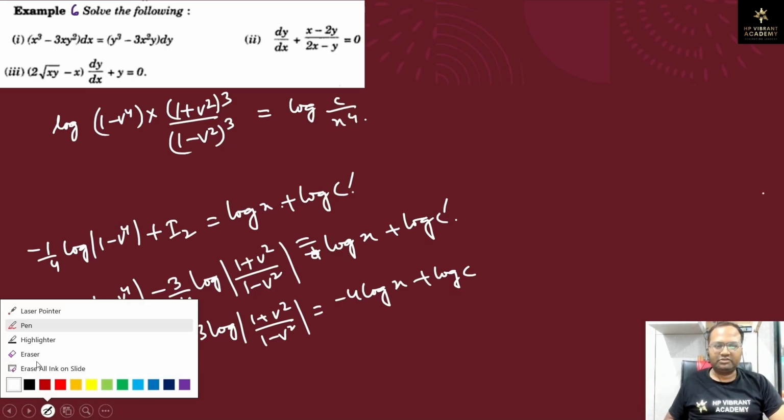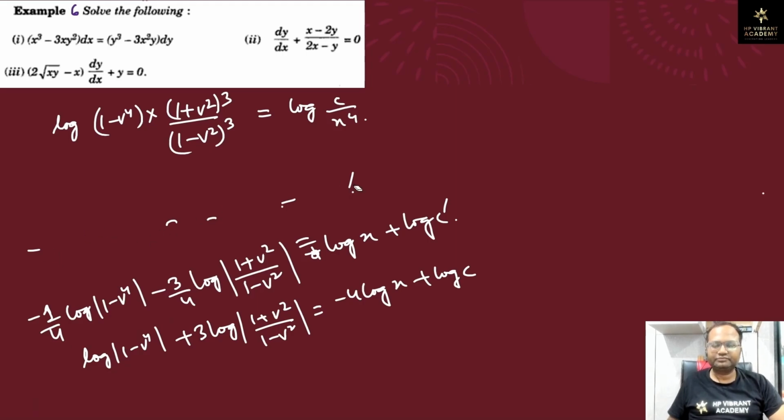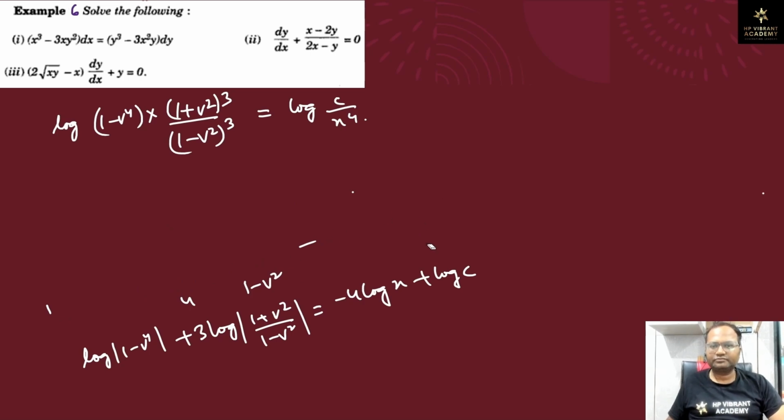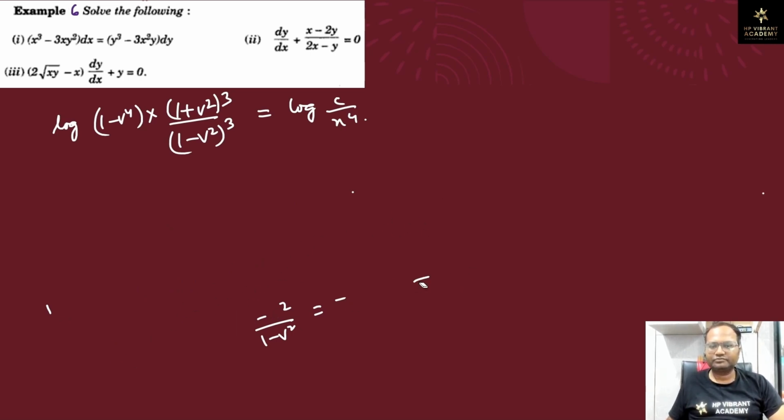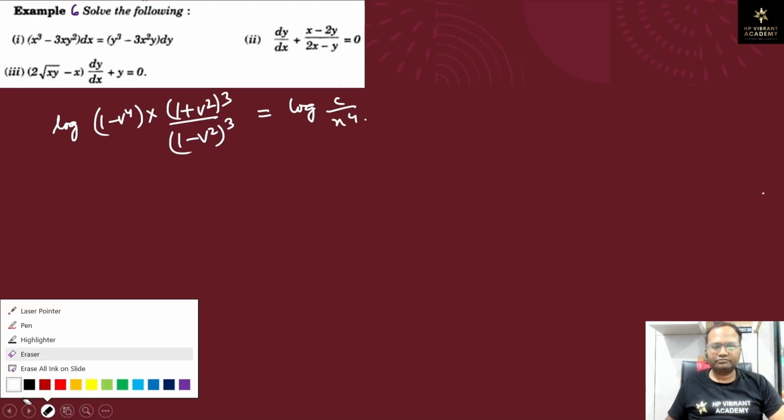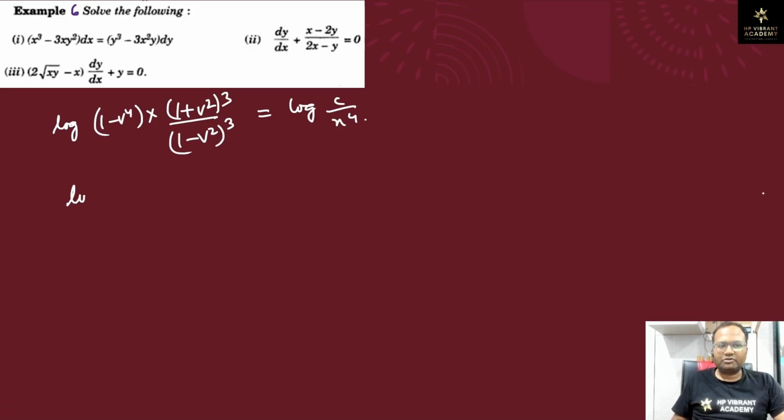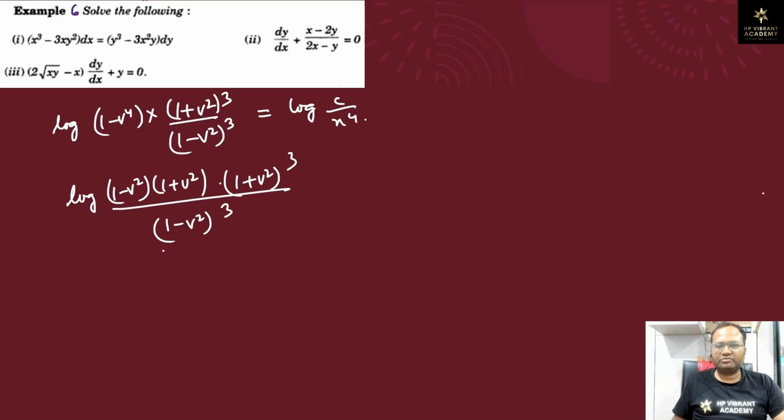See, now from here what will come. So this is log of 1 minus v square, 1 plus v square into 1 plus v square whole cube upon 1 minus v square whole cube, is equal to log of c upon x to the power 4.